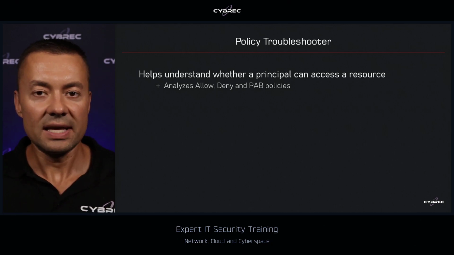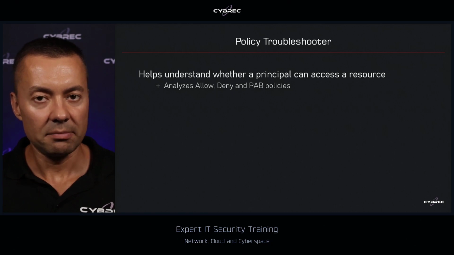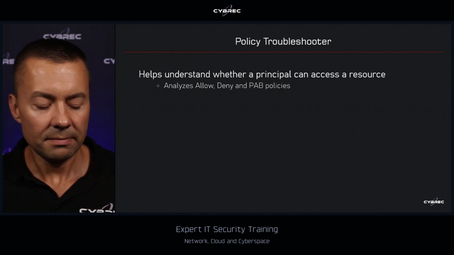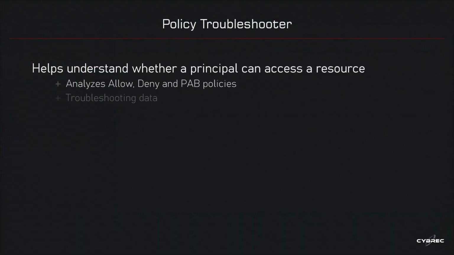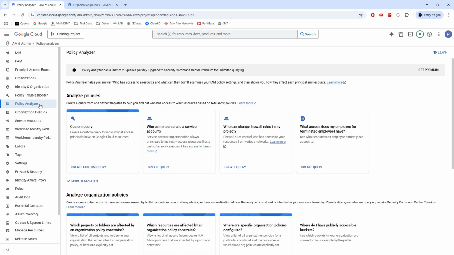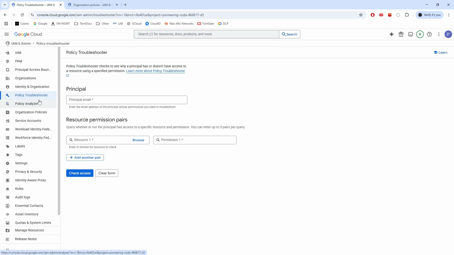So this one is going to take into account all three types of IAM policies: principal access boundary, then deny, and finally allow. We will still need to provide information about the principal, resource, and permission. And this is something that we can access from the IAM and admin Policy Troubleshooter.